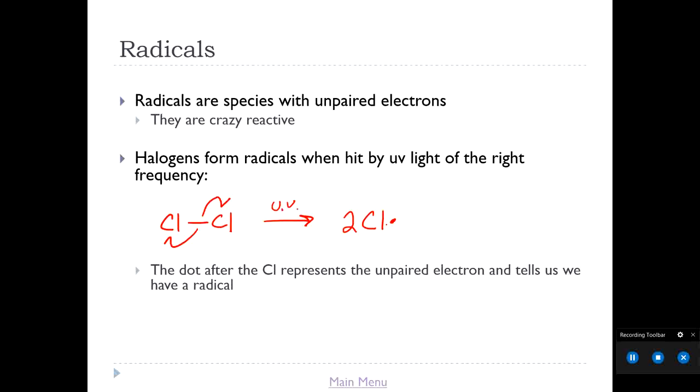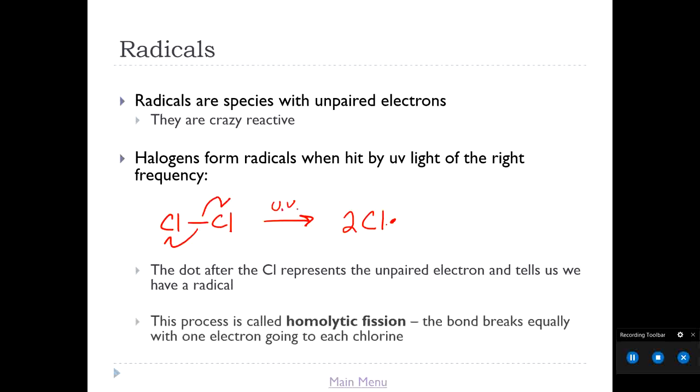This process of the bond breaking is called homolytic fission. This is when the bond breaks equally with one electron going to each chlorine. Previous to this, what we've studied was heterolytic fission, where both electrons go to one substance when a bond breaks. Now we have homolytic fission instead. After we form this, we start the process of free radical substitution to substitute our alkane to form a halogenoalkane.